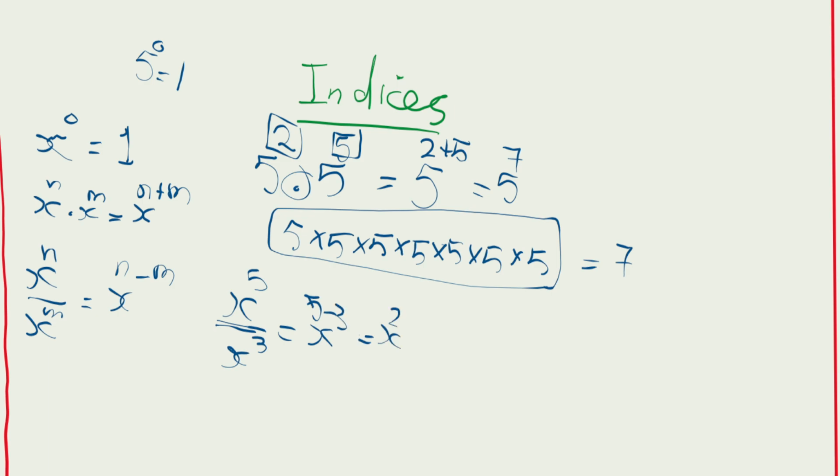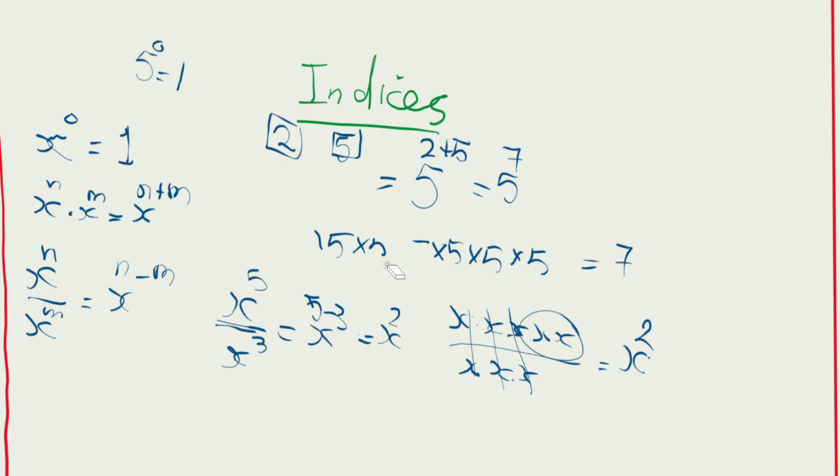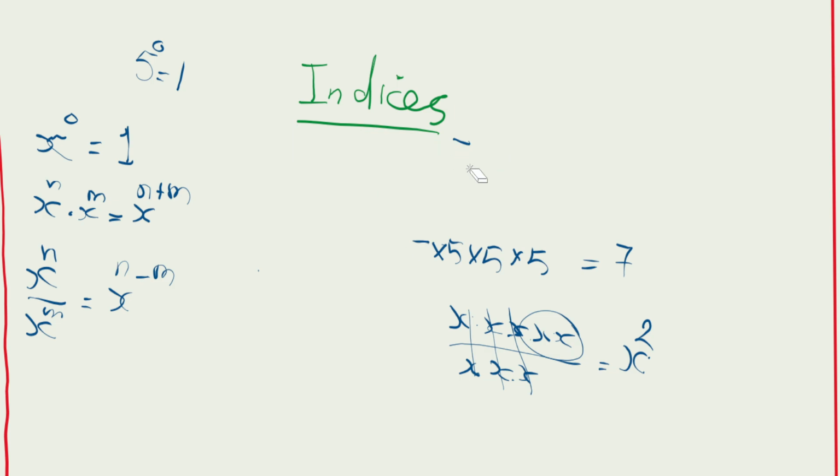Again, if you want to see that, there are 5 x's multiplied together divided by 3 x's. Now this cancels this, this cancels that, and this cancels this, so you will end up with x times x, which is x squared. I hope it makes sense. That's why we add and that's why we subtract. Now these are the main 3 rules in indices.